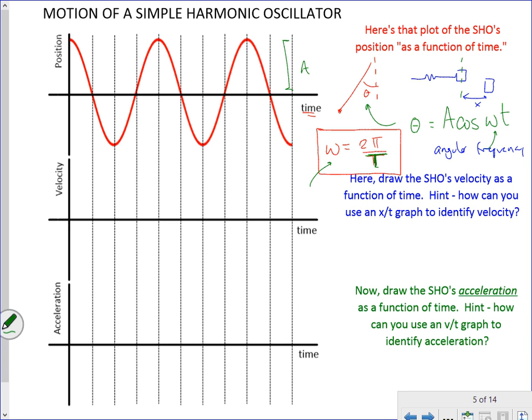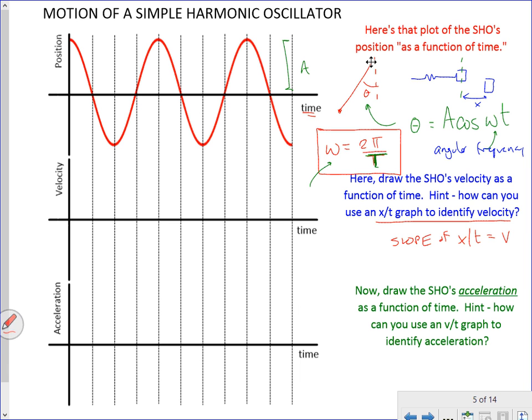All right, so here's the deal. Most of you have seen this in class, but worth going through again. We want to draw the velocity of this object as a function of time, knowing that, well, here's its position as a function of time. Well, we have a graph of position and time, and we want to use that to make a graph of velocity in time. Well, remember, how do you use an x-t graph to find velocity? Well, slope. Slope of x-t is velocity.